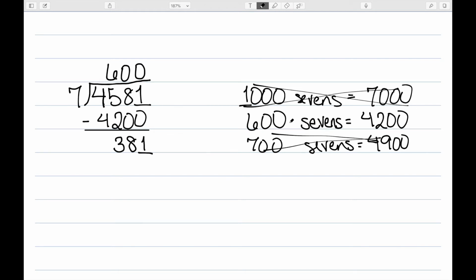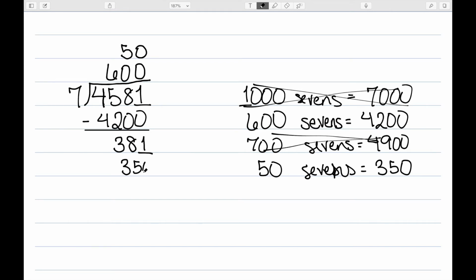So we realized thousands wouldn't work. We dealt with hundreds. Now let's go to tens. How many tens of sevens are in 381? We can see that there are 50 sevens in here. 50 sevens would be 350. We could see 60 would give me 420, which is too much. So I'm going to write the 50 above, and then we're going to subtract out those groups. When we do, we're left with 31.